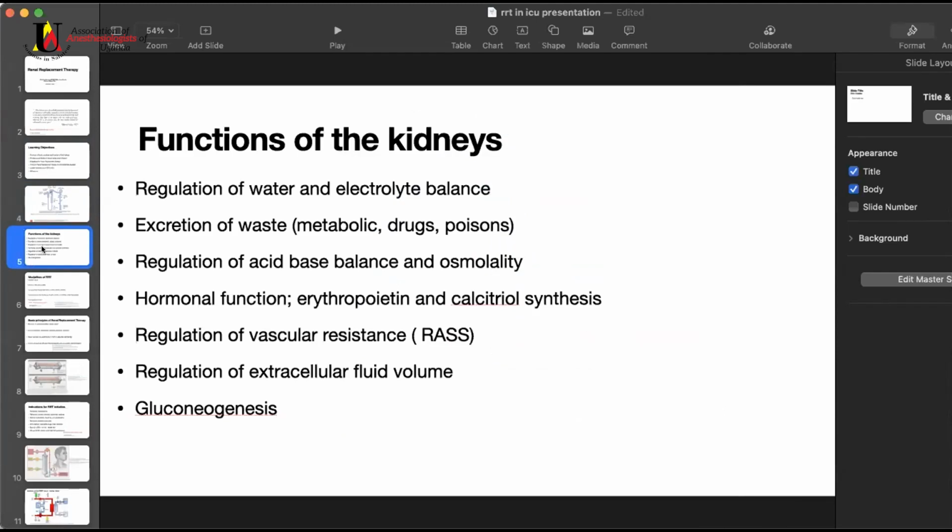And when we say renal replacement therapy, you're really bragging a bit because you can't do some of the vital functions the kidneys do. It's more of a supportive therapy rather than replacement, especially the hormonal stuff, regulation of vascular resistance, the gluconeogenesis, and so many other things.